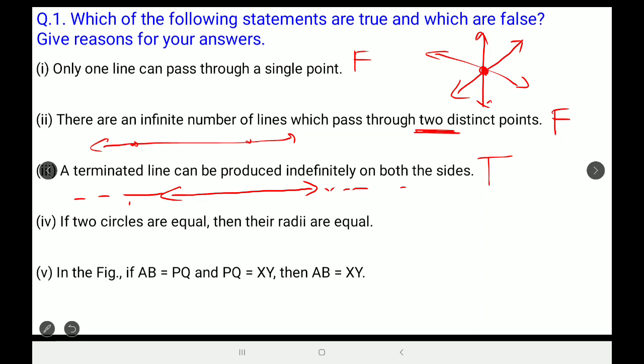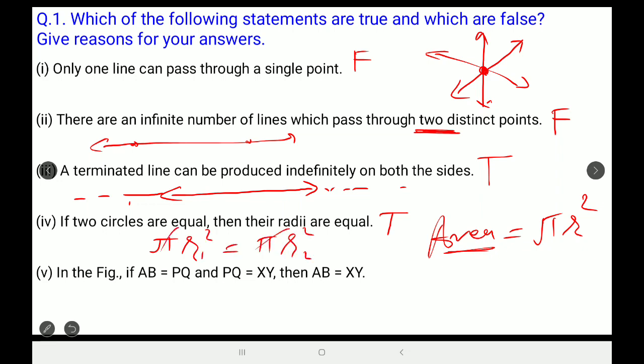Fourth one. If two circles are equal, then their radii are equal. Obviously, this is a true statement. If both the circles are equal, we can say that two circles of equal area will have the same radius, from the relation area equals pi r square. Here r is radius. If the areas of two circles are the same, let's consider the first circle has radius r1 and the other circle has radius r2. So pi cancels, r1 square equals r2 square. That's why r1 equals r2. So we can say that if two circles are equal, then their radii are also equal.